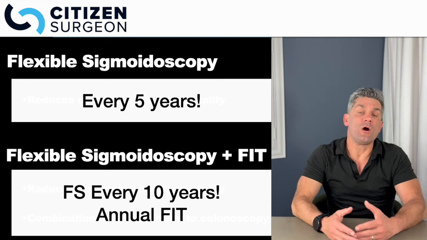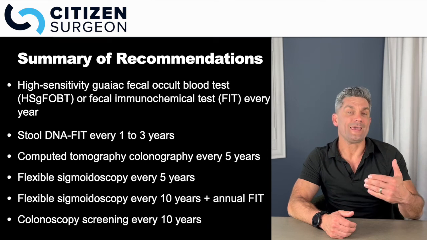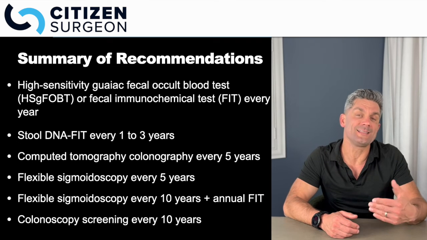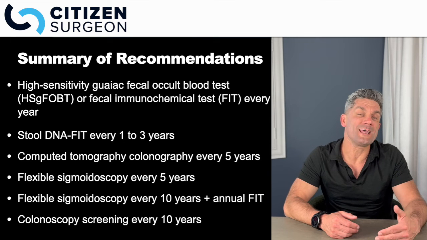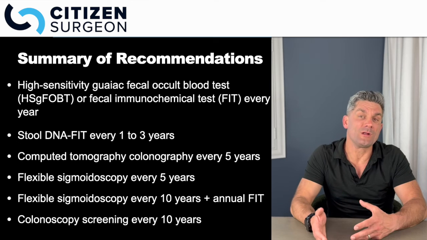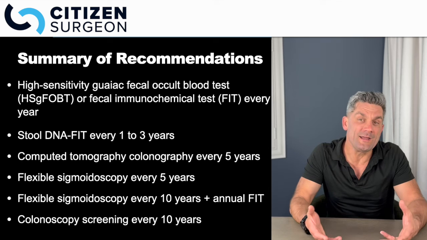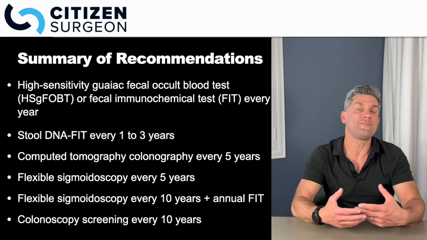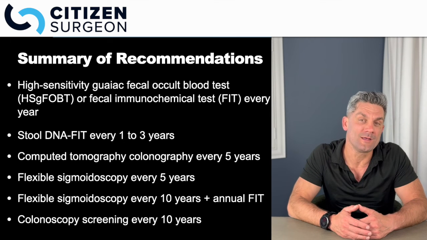So if we look at all of these tests and how often we should get them, know that the high sensitivity fecal occult blood test is every year. The fit test is every year. The DNA fit test or Cologuard is every 1 to 3 years. When we look at radiology, so CT colonography, that's every 5 years. Colonoscopy is every 10 years, flexible sigmoidoscopy is every 5 years, and flexible sigmoidoscopy with a fit test is 10 years for the flex sig plus an annual fit test.